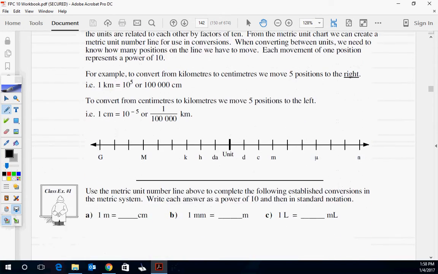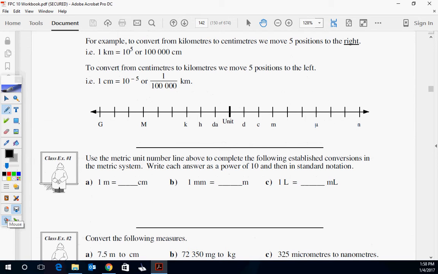Okay. So, for example, to convert from kilometers to centimeters, we move 5 positions to the right. So 1 kilometer equals 10 to the 5th, because they're 5 apart. What do you mean? Well, here's centimeters. 1, 2, 3, 4, 5. I'm on kilometers. That's how you use that chart in your book. It tells you how many places they are apart. If I was going from centimeters to kilometers, this way would be 1, 2, 3, 4, 5. That's a positive. This would be a negative. I'm going left. So we're going to use this chart to do these ones.